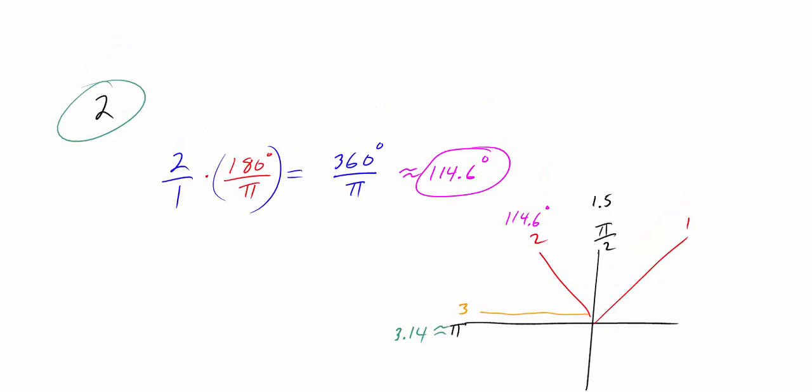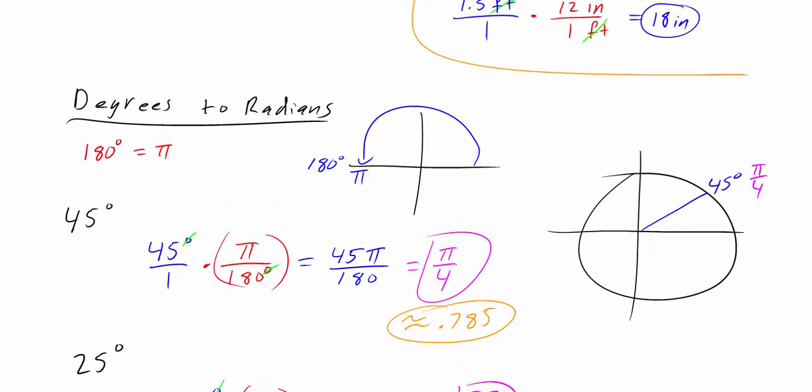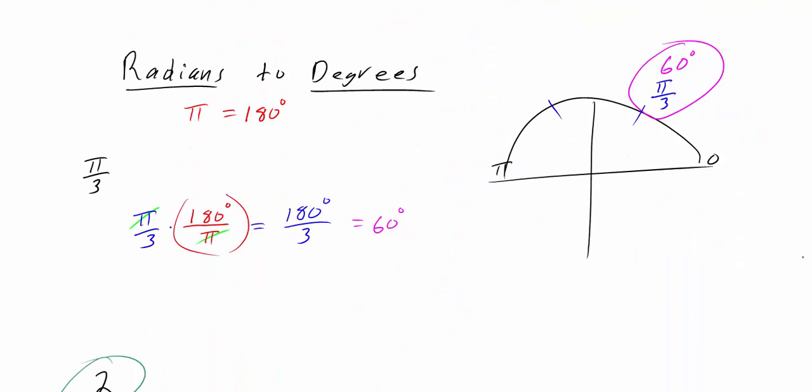So the main thing you have to remember here is if you're going to go from degrees to radians, you're going to multiply by pi over 180. And if we're going from radians to degrees, you're going to multiply by 180 over pi.